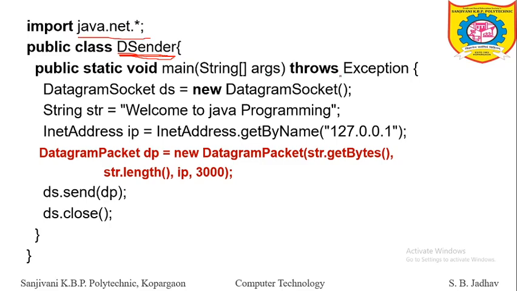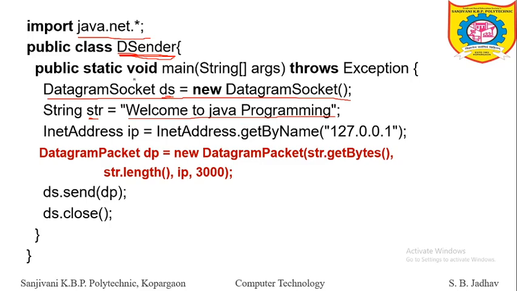Then inside the main method, we have created an object of datagram socket ds with the default constructor. Then we have constructed a message string str equal to "welcome to Java programming". This is our message that we want to send. In order to send this message, we must construct an object of type datagram packet.